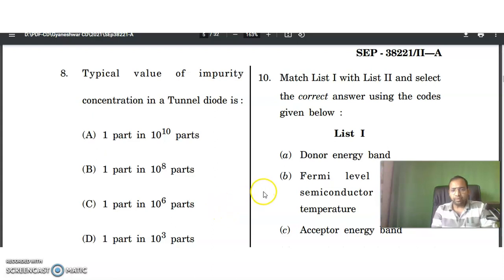Okay guys, so these are the questions in this present session, and a few more questions. The continuation of the questions we will see in part 3.